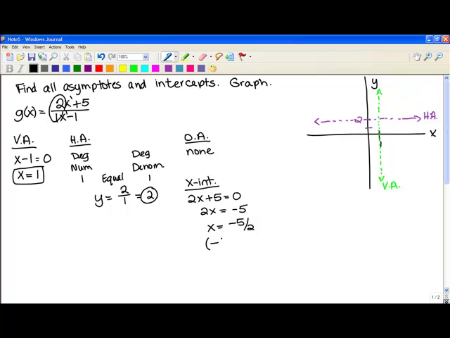And the point is written as negative 5 halves, comma 0. Negative 5 halves is about negative 2.5 as a decimal. So on the x-axis, at negative 2.5, I'm going to put a point for the x-intercept.